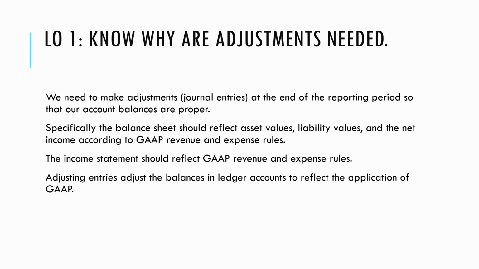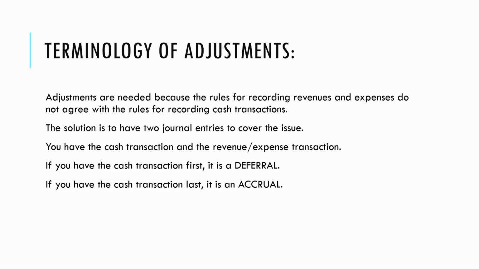So these adjusting entries are to get the balances in the ledger to reflect the application of GAAP, which is the last statement on this slide. So if you're following along with paper copies, you might want to highlight that. The whole point of why we do this is to get the balances right so the financial statements are right.